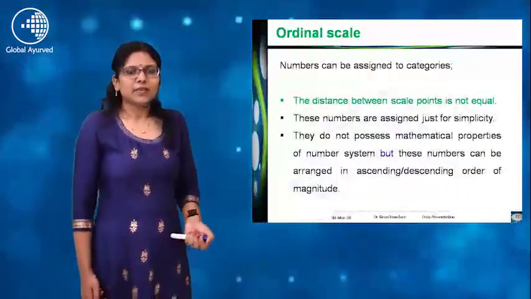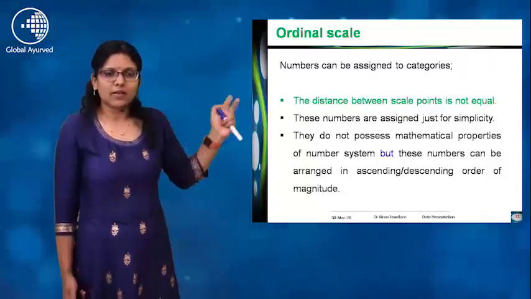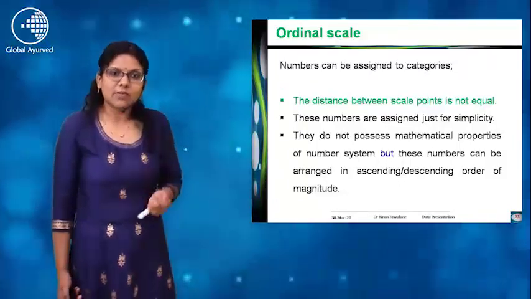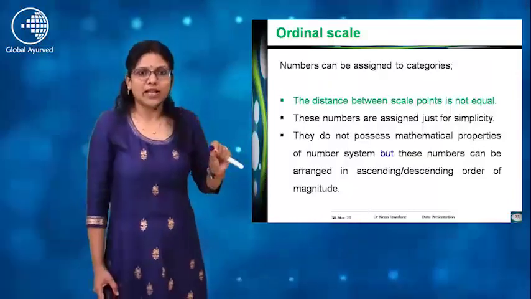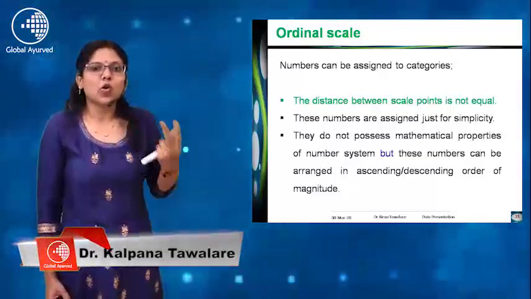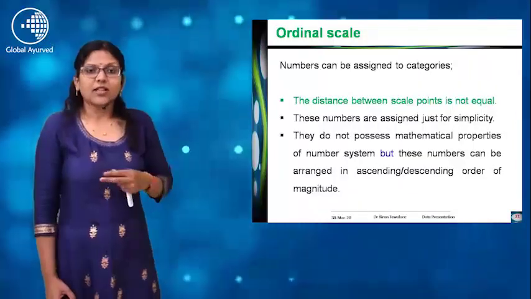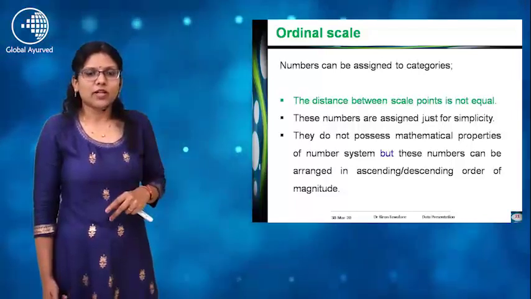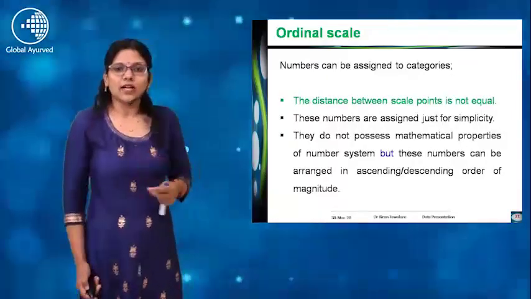Ordinal scale, number can be assigned to categories. सेम जैसे हमने नॉमिनल स्केल में देखा था, ऑर्डिनल स्केल में भी हम नंबर दे सकते हैं, बट द नंबर्स कैन बी असाइंड टू कैटेगरीज. द डिस्टेंस बिटवीन स्केल पॉइंट इज नॉट इक्वल. द नंबर्स आर असाइंड जस्ट फॉर सिंप्लिसिटी. दे डू नॉट possess the mathematical properties of number system, but these numbers can be arranged in ascending or descending order.